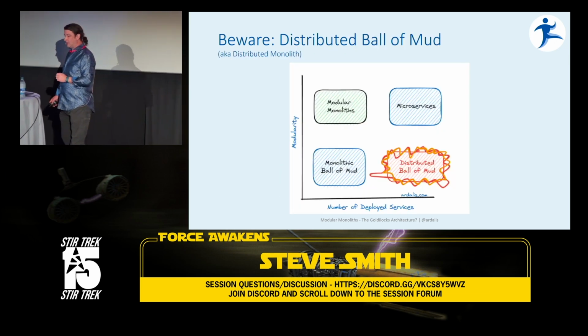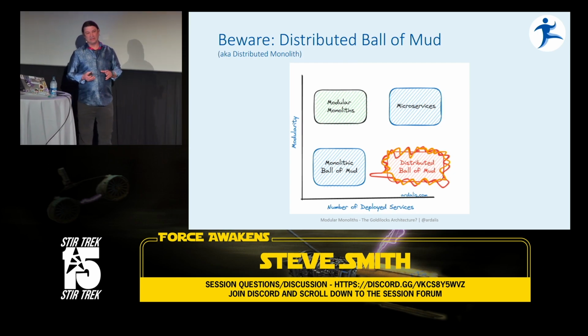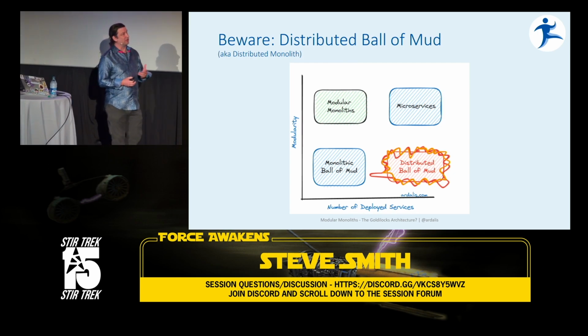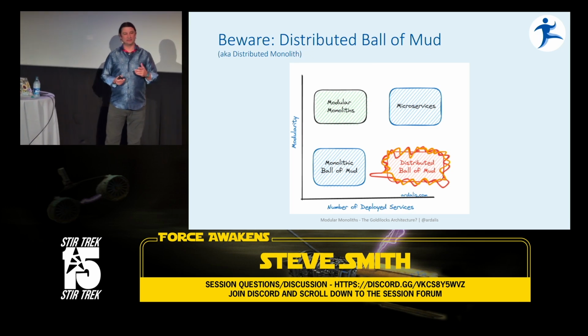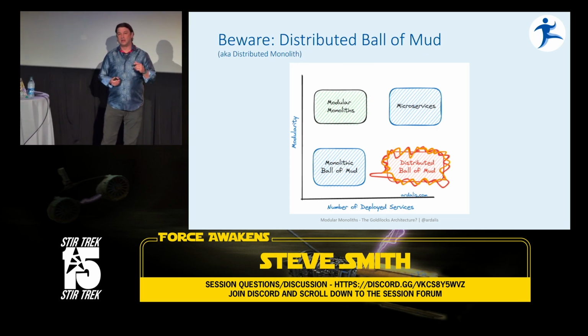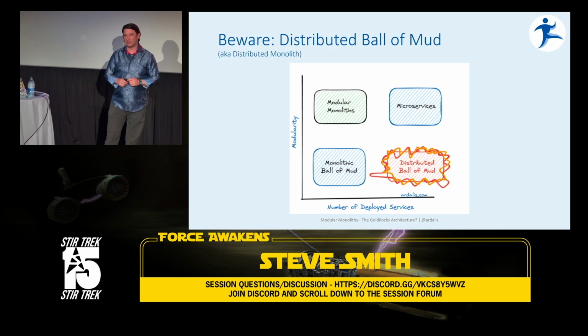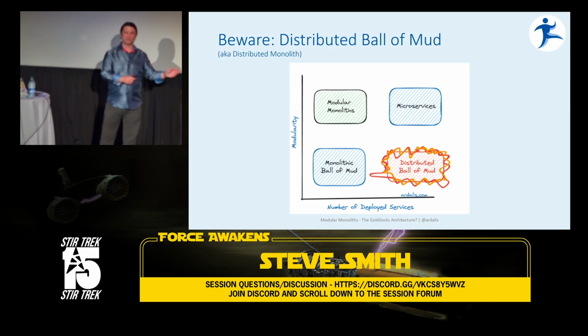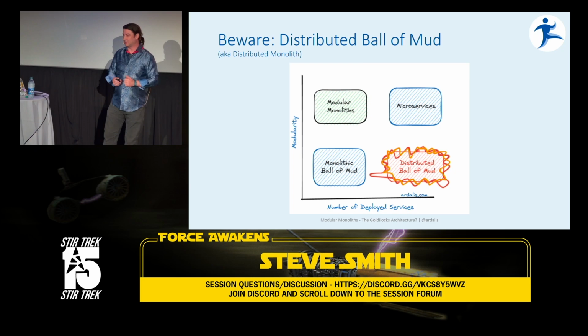All right, so the thing you really want to avoid is the distributed ball of mud or distributed monolith. There's a great talk, you can find it on YouTube by another speaker, I don't think he's in here, but Jay Tower talks about avoid building the distributed monolith. If you want to see all the pitfalls of what not to do when you're building your microservice, go check that talk out. It's excellent.